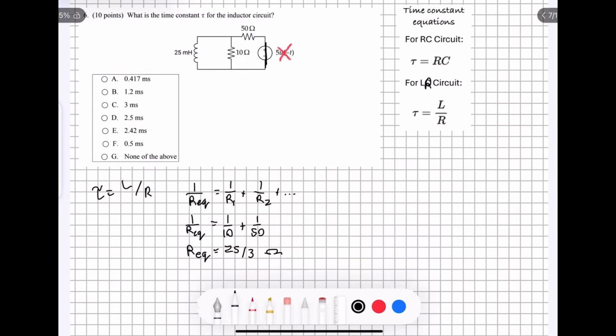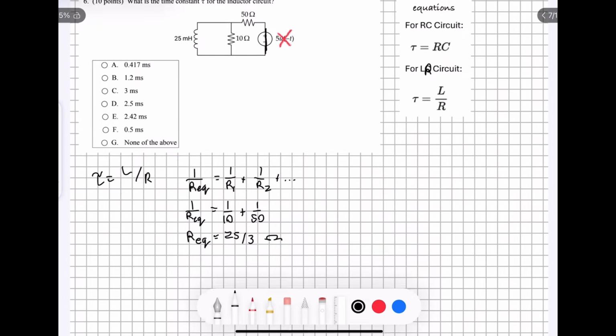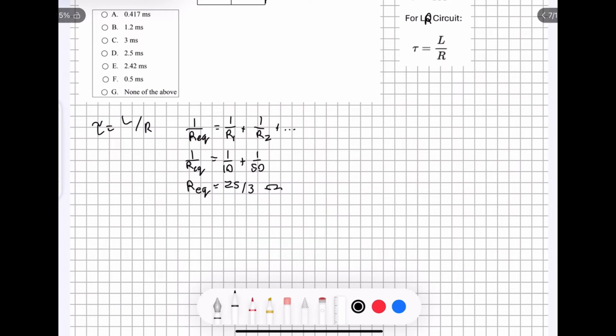And this is going to be our R value for this equation, and we're already given our L value over here in millihenries. Because we only have one inductor, we don't have to do any inductor addition in order to find our L value. That means we can just take this tau equation, and we are going to have 25 millihenries divided by 25 over 3 ohms.